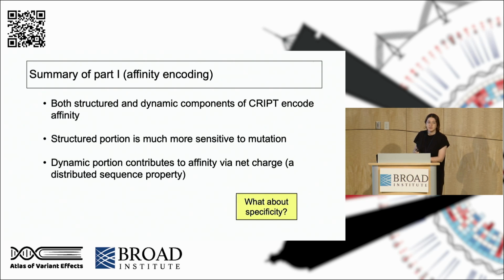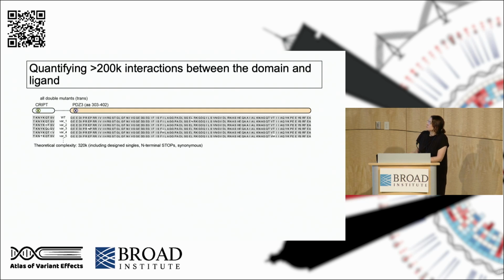So what about specificity? To look at specificity in the interaction, we made all possible double mutants between the ligand and the PDZ domain. So we were able to get around 200,000 measurements of how the peptide is interacting with the domain.